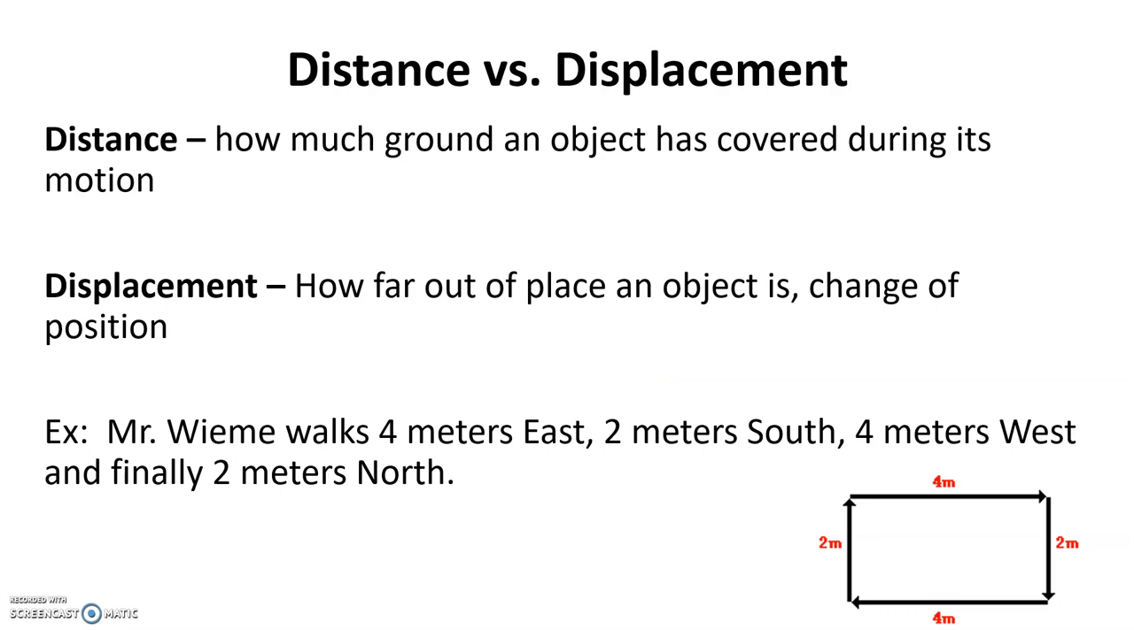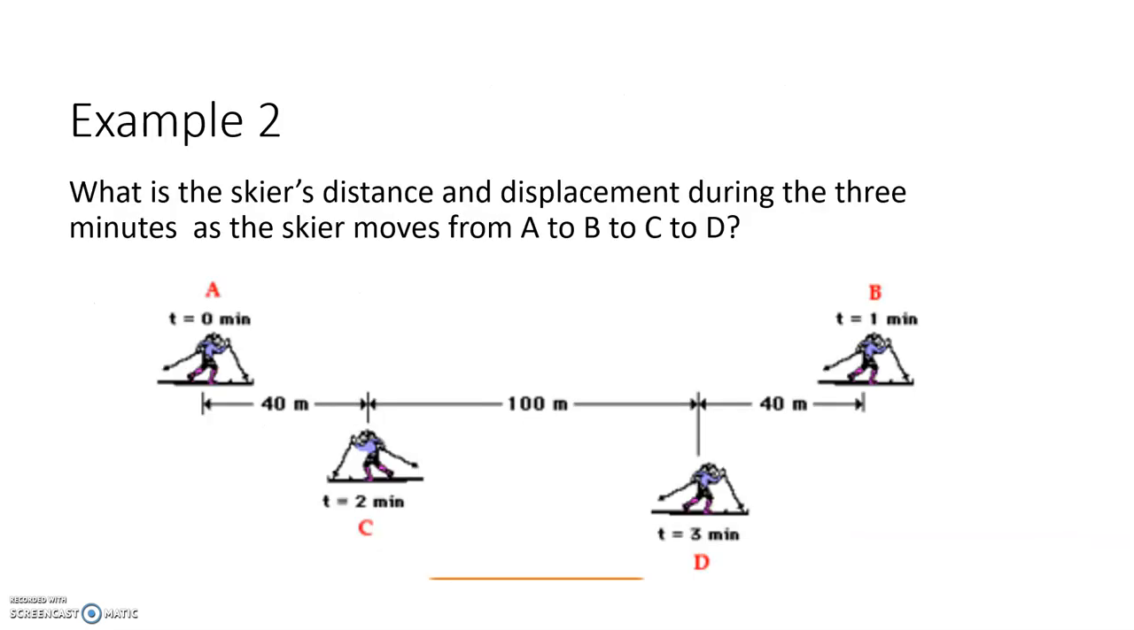Taking a look at the example below, if Mr. Weemy walks 4 meters east, 2 south, 4 west, and then 2 north, he ends up going a distance of 4 plus 2 plus 4 plus 2, which is 12, but his displacement is 0 because he's just going around the block.